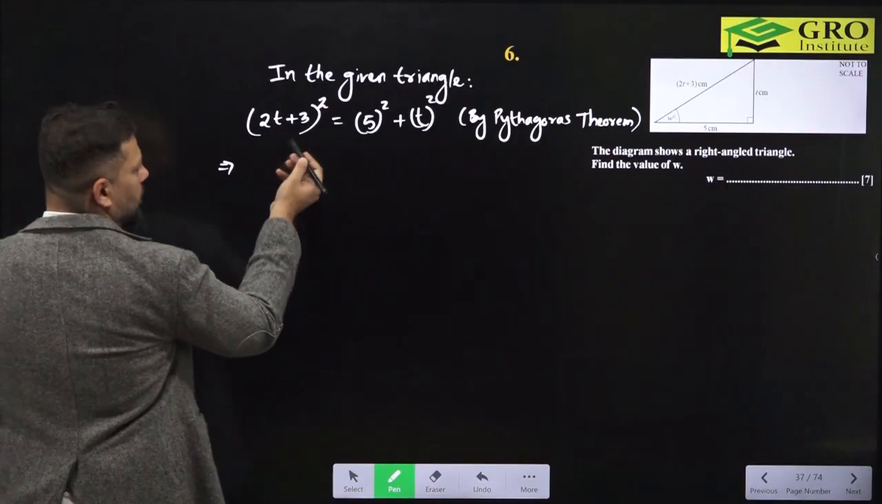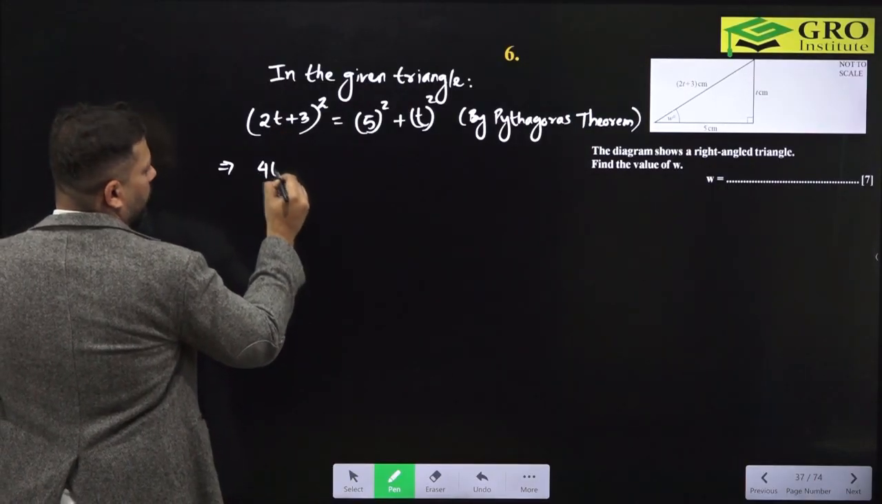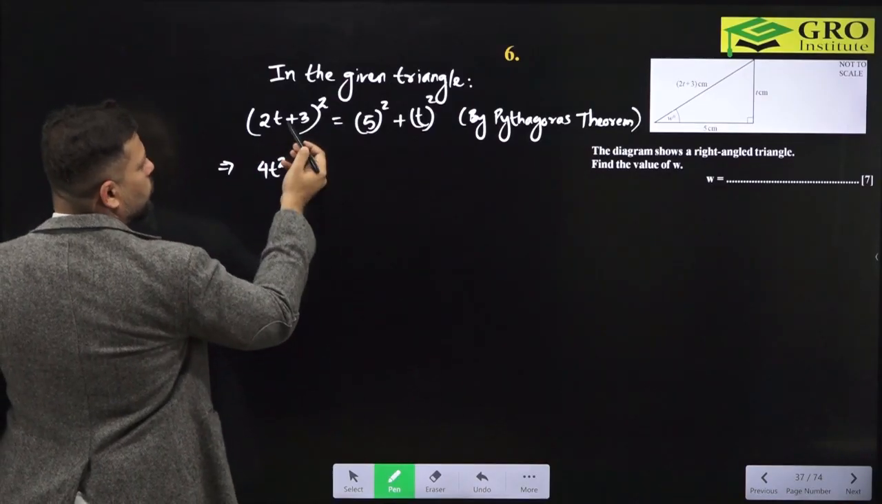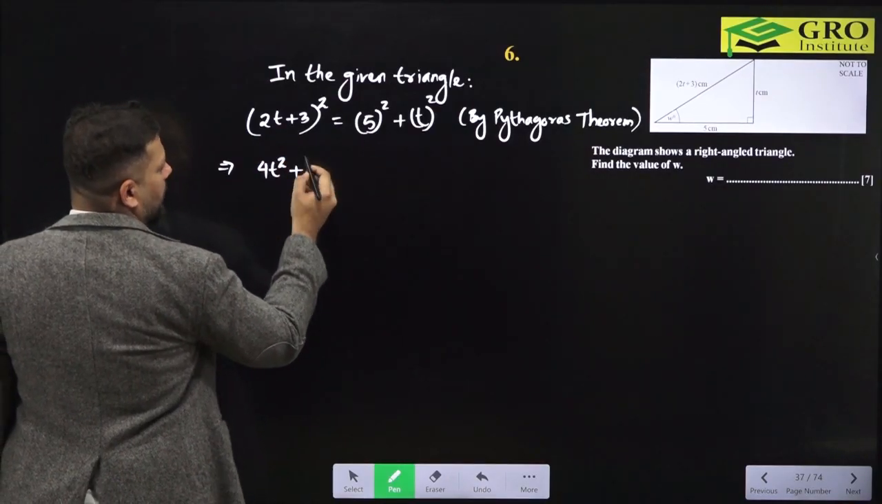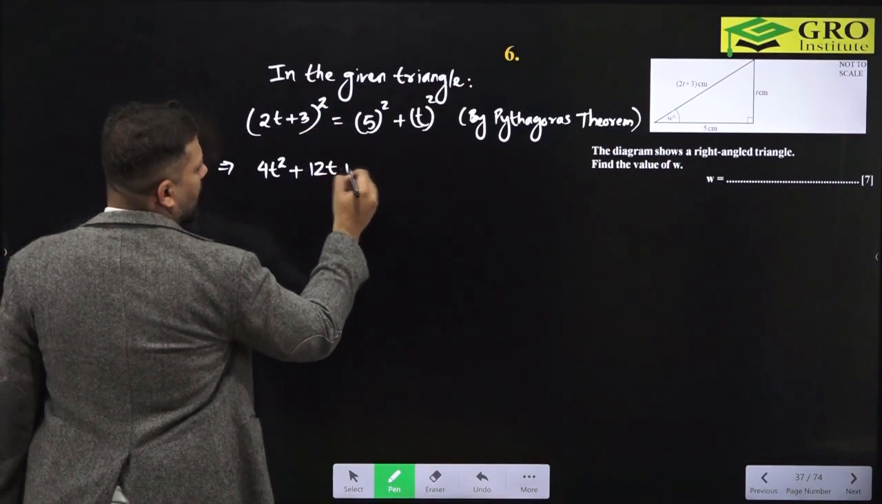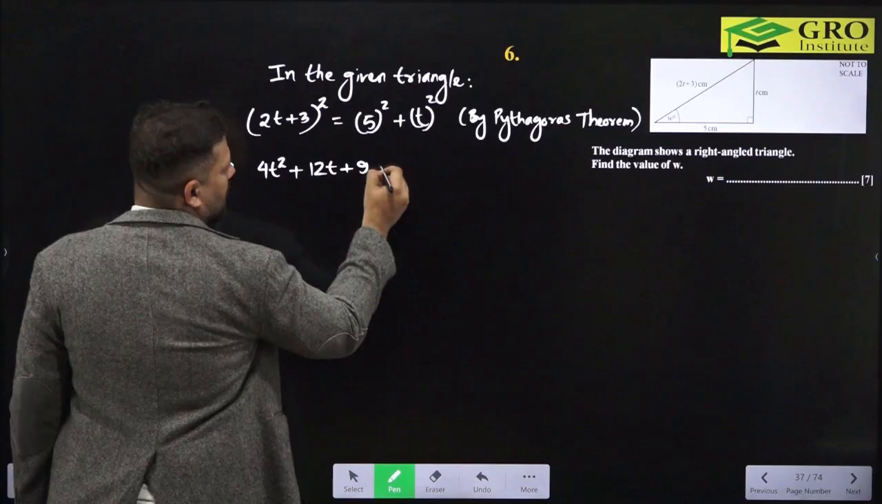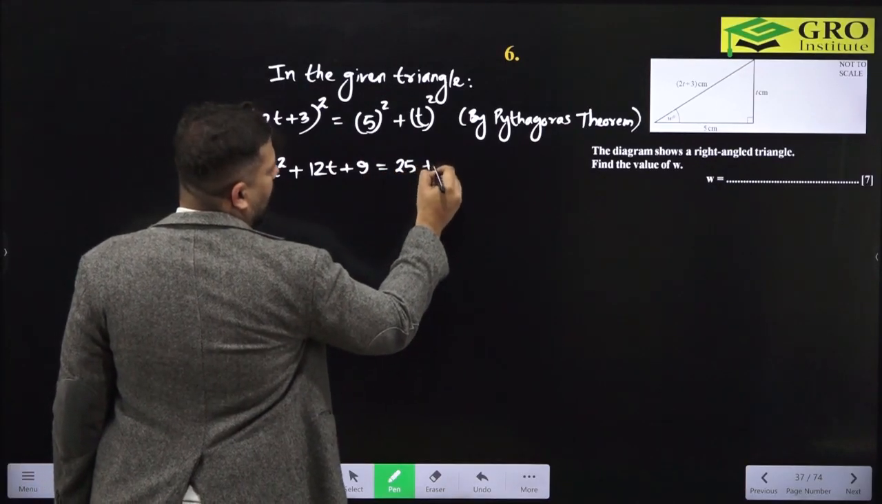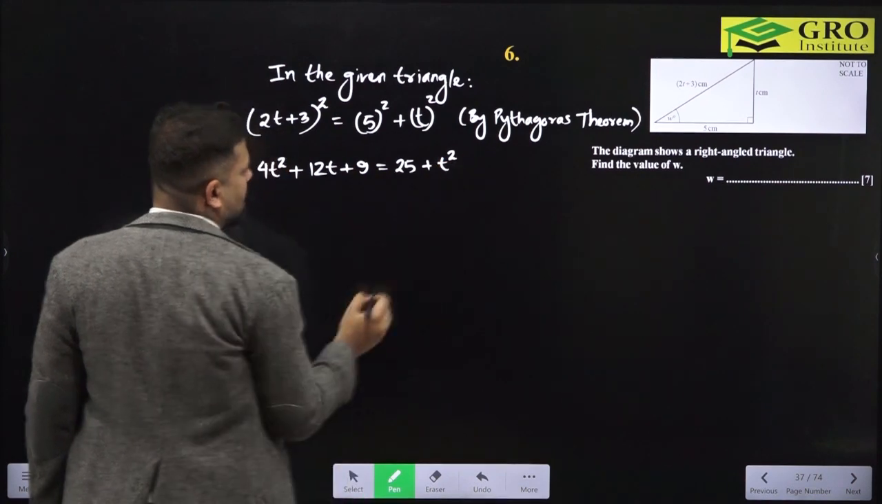So a being 2t here, its square would be 4t square added with twice of ab. So 2 times 2t is 4t, and 4t multiplied with 3 will be 12t. And then b square is going to be 3 square, that is 9, is equal to 5 square, that is 25, and t square will be t square itself.